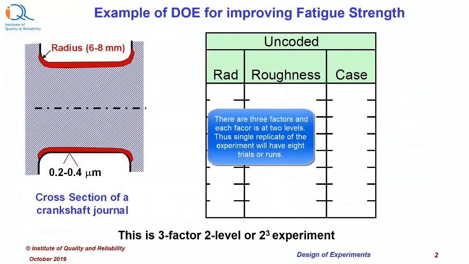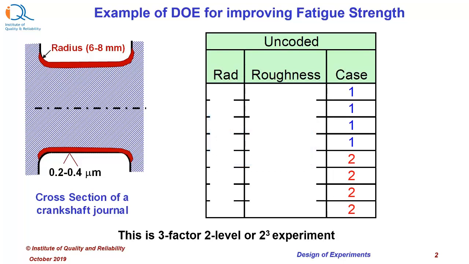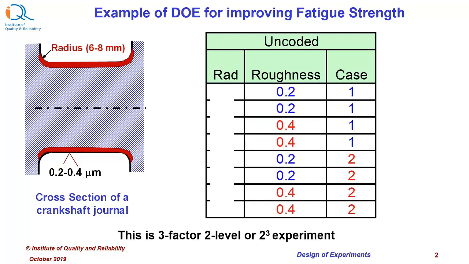There are 3 factors and each factor is at 2 levels. Thus, single replicate of the experiment will have 8 trials or runs. As you can see from the experimental matrix, for each of the factors, half the runs are at low level and the remaining half are at high level.